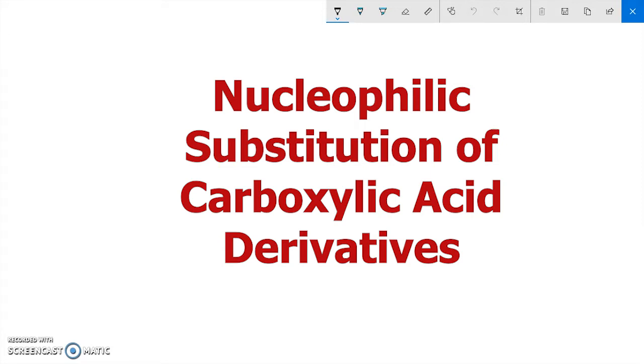So in general, if we have a carboxylic acid or carboxylic acid derivative, it can be written as RC double bond O, representing the carboxylic acid family, attached to a leaving group, which we write as L. Then we further react it with a nucleophile which is attached to a hydrogen.